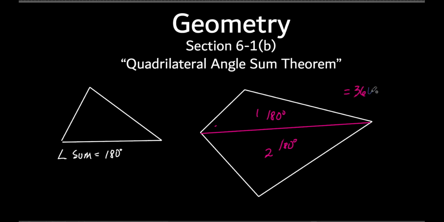360, that's right. All right. So the angle sum of a what? What kind of figure? Quadrilateral is equal to what? 360 degrees. All right. Think about a rectangle.